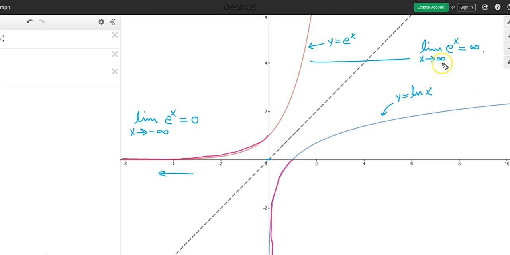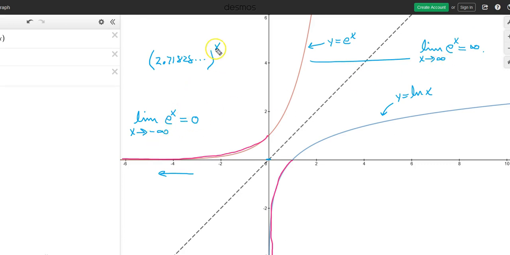And of course, if you just think what the exponential function is, it's the function 2.71828... raised to the x power. If x is a large positive number, you're multiplying 2.718 by itself many times, so it's going to be going to infinity as x gets larger and larger, of course.